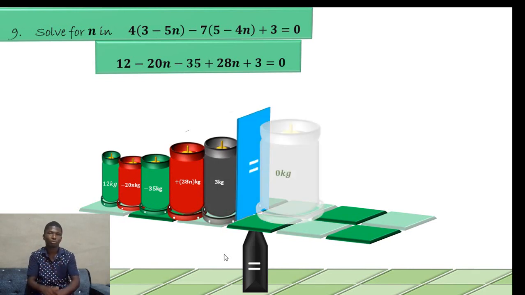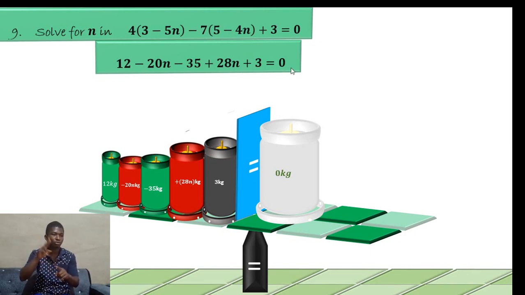Alright, this is the last question here. Question 9 says solve for n in this. So the first thing we have to do is we need to break down these two brackets. So when you open this bracket, you have 12 minus 20n. When you open this bracket, you have 35 plus 28n, then plus this 3 equals 0.